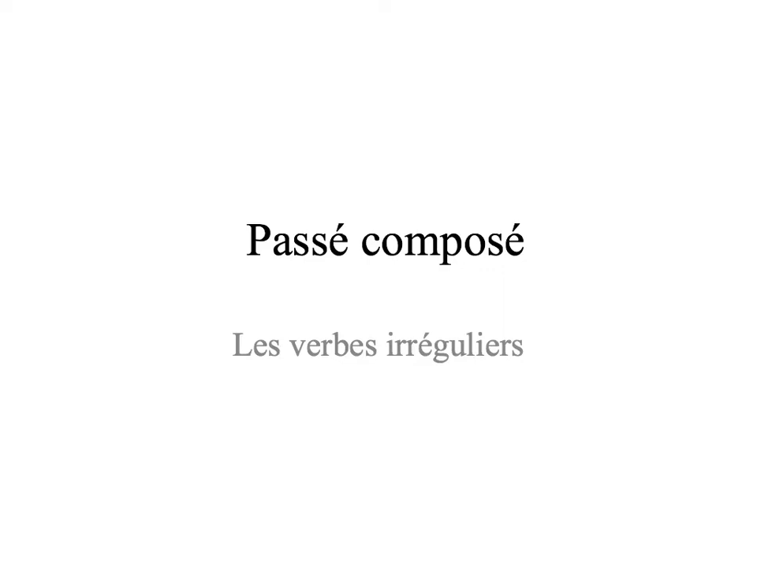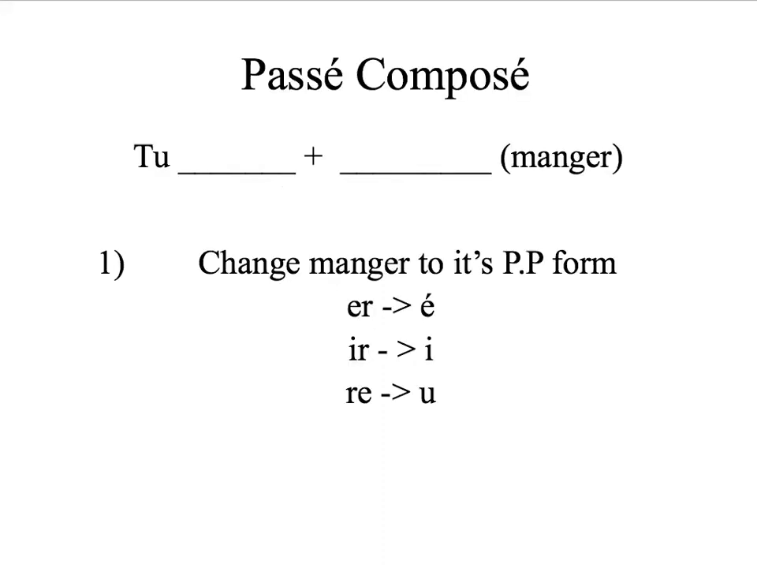Passé composé, les verbes irréguliers. We're going to talk a little bit about how to do passé composé and how the irregular verbs fit in with passé composé. So remember, the first step with passé composé is changing the verb into its PP form. This is when ER becomes é with an accent, IR becomes i, and RE becomes u.